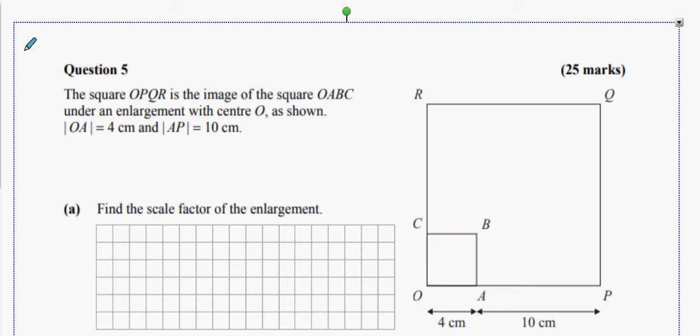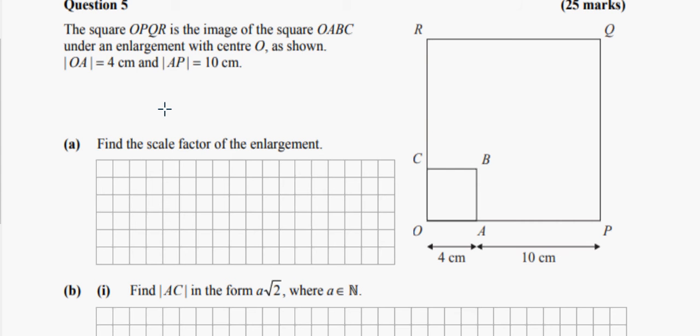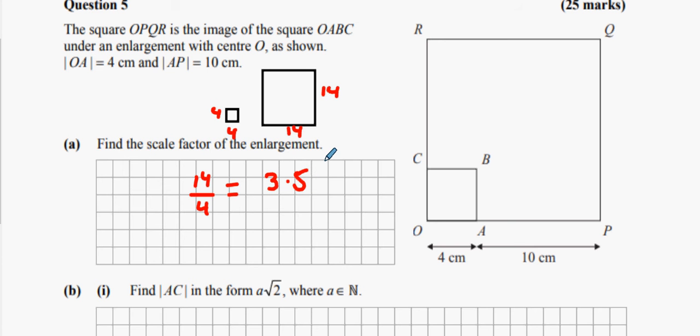All right. Now, find the scale factor of the enlargements. No bother. Would everybody agree we have a small square and a big square? We go with that? Small square, big square. What's the size of the small square? 4 by 4. What's the size of the big square? So therefore, what's the enlargement? 14 divided by 4? 3.5. I think. Yeah, 3.5. Everybody go with that?